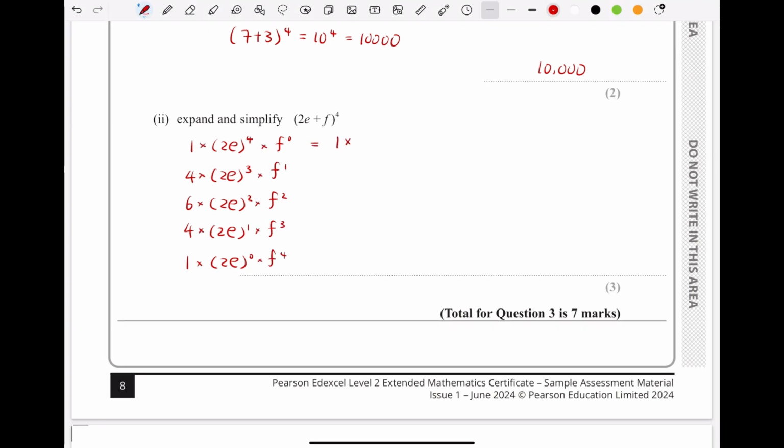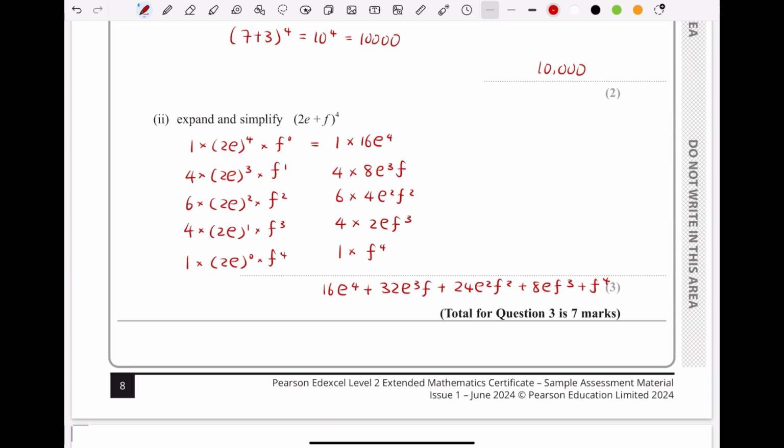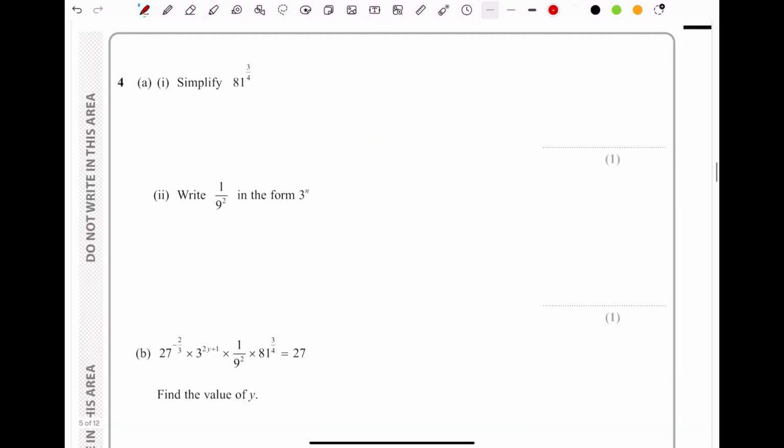Now (2e) to the power of 4 is going to be 16e to the power of 4 when we get rid of the bracket. (2e) to the power of 3 is going to be 8e cubed, and then 4e squared, 2e. So in the end, what we need to do is to add them together and make sure that the coefficients are multiplied together.